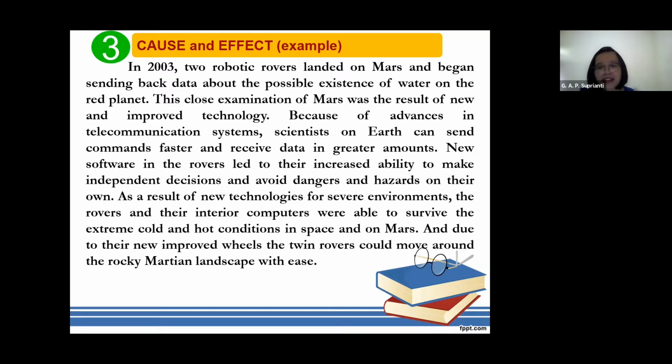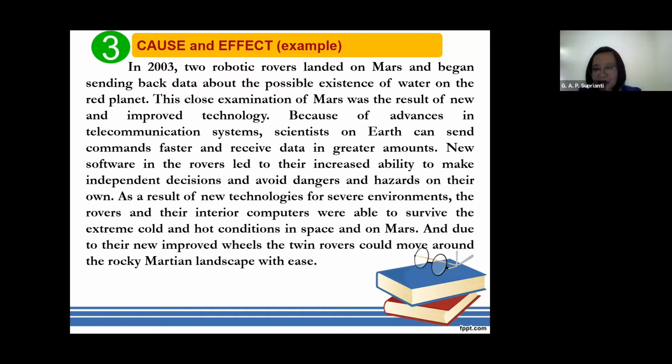Kalau dari kalimat yang dia tadi tunjuk, this close examination of Mars was the result of new and improved technology. So I need to tell you that we have cause and effect in one sentence. Which one is the cause and which one is the effect? Okay, dia bisa dicoba? The cause is the improved technology, and because of the improved technology, the effect is the close examination can be done. All right, that's a good point.